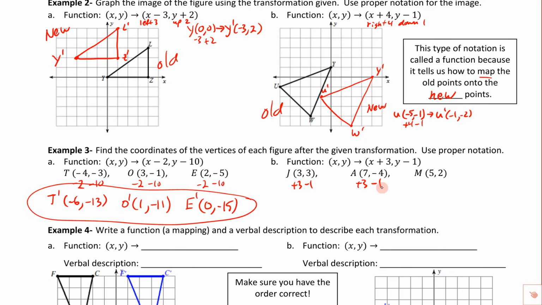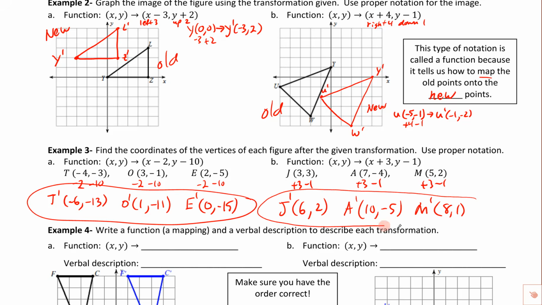So we're going to add 3, subtract 1, add 3, subtract 1. So then we go through and we're going to have J prime, so this is going to be 6, comma 2. A prime is going to be, let's see, that would be 10, comma negative 5. And M prime, that's going to be 8, comma 1, because 2 minus 1 would be 1. All right, so we circle that and we're done.